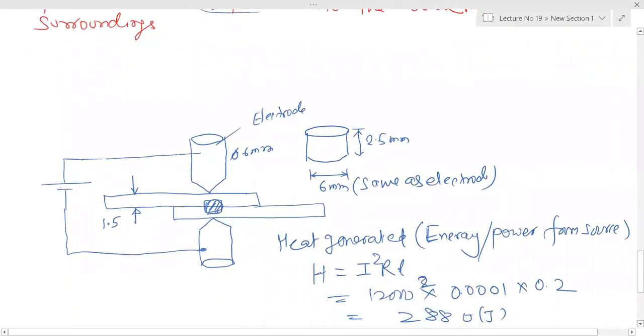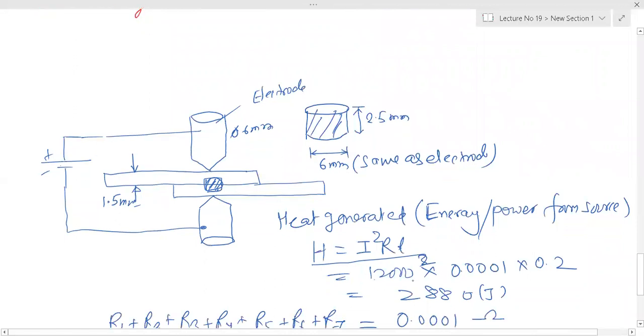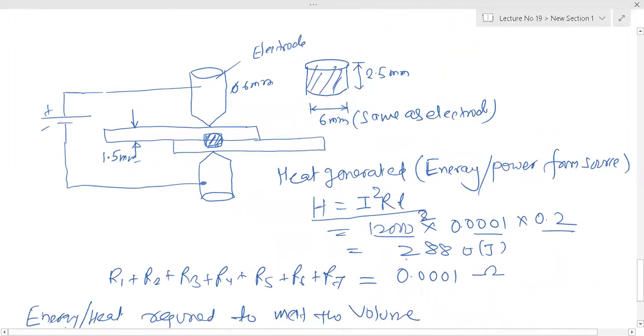So this is the picture. You have the electrode, and finally this weld nugget is formed. This is the weld nugget thickness. Heat generated at the source, H is equal to I squared R T, where you know everything: current, ohms, and seconds. This comes to be 2880 joule. So this much heat is generated at the source.